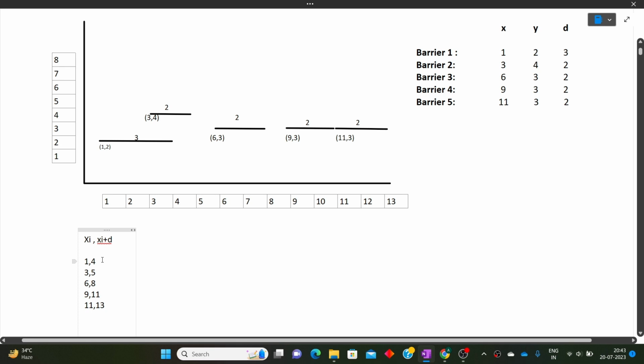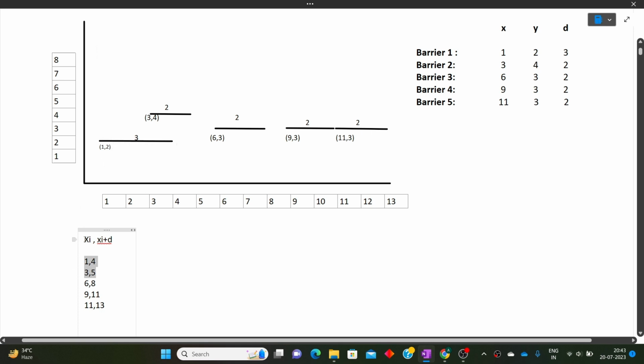But now you will ask why we have done this. The answer is very simple. We have found the starting X point and ending X point of each of the barriers so that we can merge the overlapping barriers. If you look closely, you will see the starting point of the second barrier, that is 3, is less than the ending point of the first barrier, that is 4. So we know that these two can be merged.